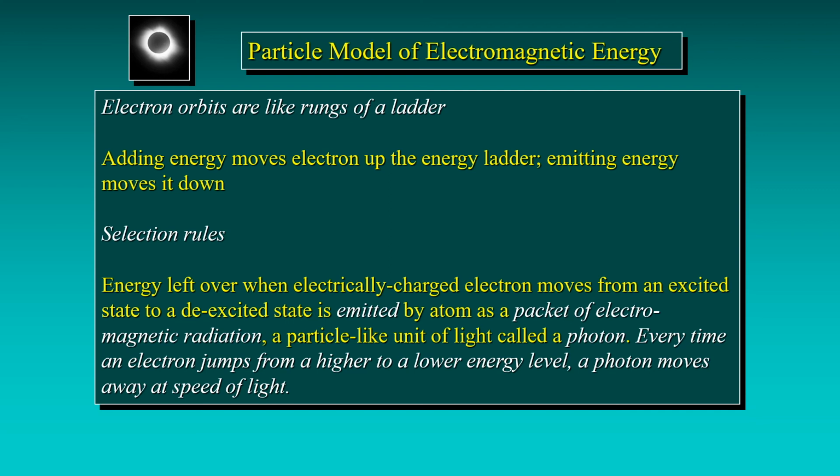Okay? And every time that we have an electron jumping from a higher to a lower energy level, it's going to emit a photon, and that photon is basically going to be moving away from that atom at the speed of light.